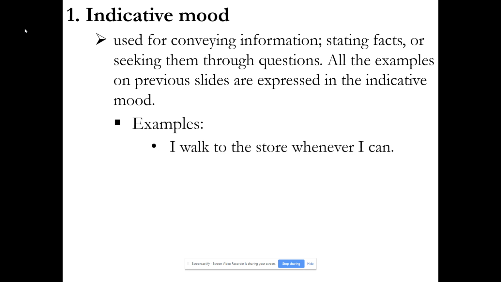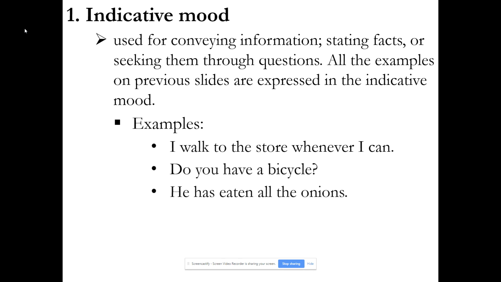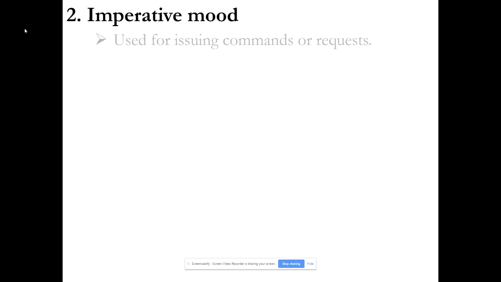So, I walk to the store whenever I can. Do you have a bicycle? He has eaten all the onions. Right. The first and third examples are giving facts, stating facts, and the middle one there is a question seeking a fact, right? So, indicative mood.